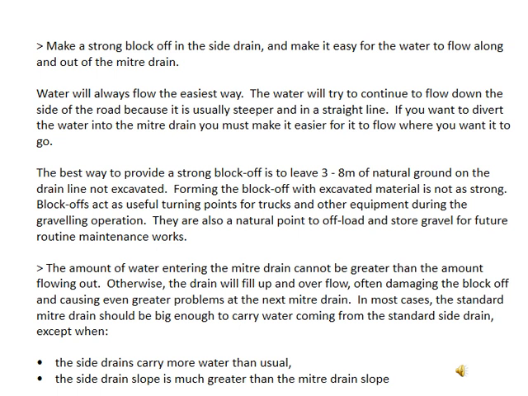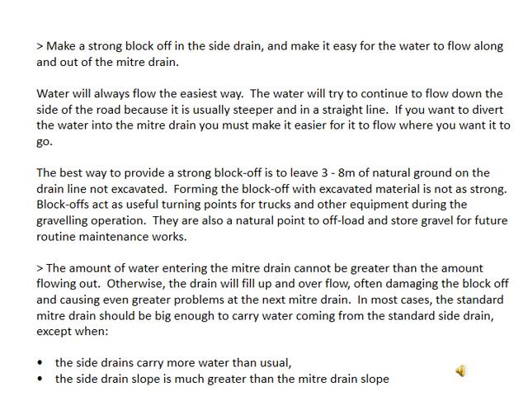Make it a strong block off in the side drain and make it easy for the water to flow around and out of the miter drains. Water will always flow the easier way. The water tries to continue to flow down the side of the road because it is usually steeper in a straight line. If you want to divert the water into the miter drain, you must make it easier to flow where you want it to go.